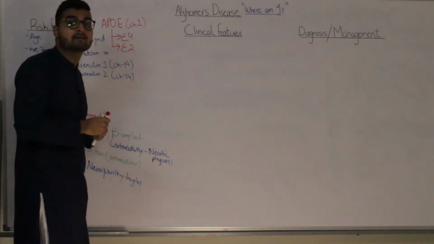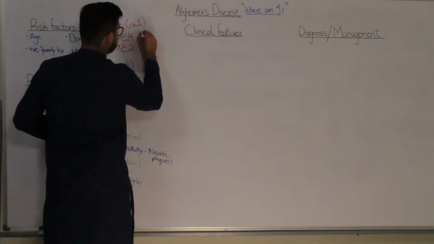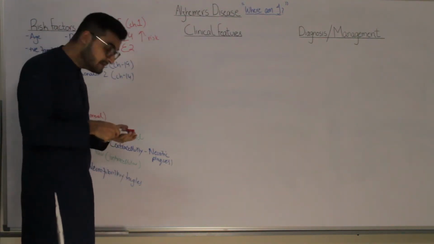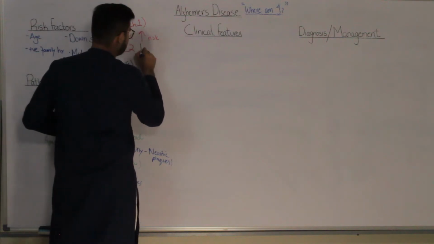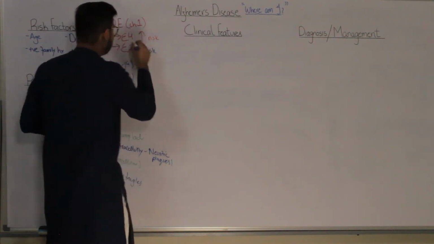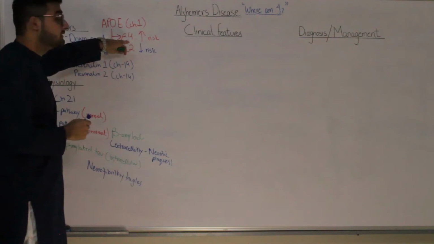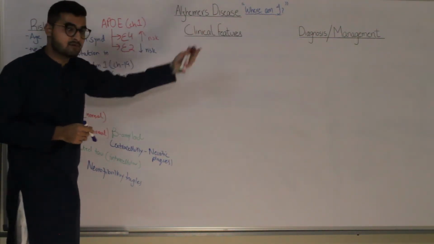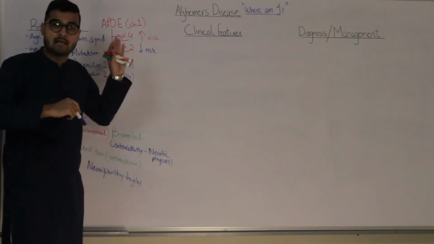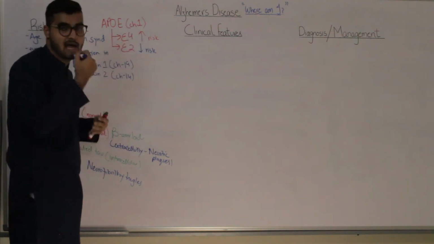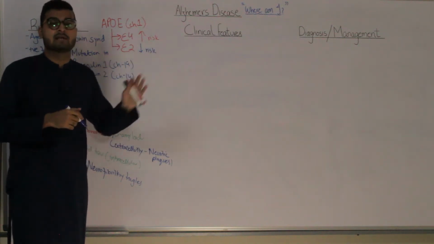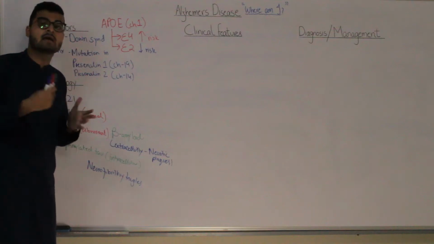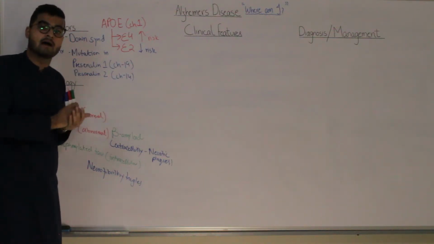Epsilon 4 allele increases your risk for Alzheimer's, while epsilon 2 decreases your risk of developing Alzheimer's. So if you have the epsilon 4 allele of the apolipoprotein gene, you can end up having Alzheimer's disease. But if you have the epsilon 2 gene, you'll have a reduced risk of developing Alzheimer's disease. So this was basically a brief pathophysiology that happens in Alzheimer's disease.